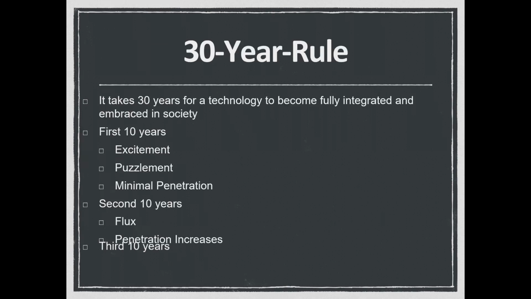In the third 10 years, that's when you finally get normalization. That's when you finally get it, just everybody has one, right? It's just a normal part of everyday life.